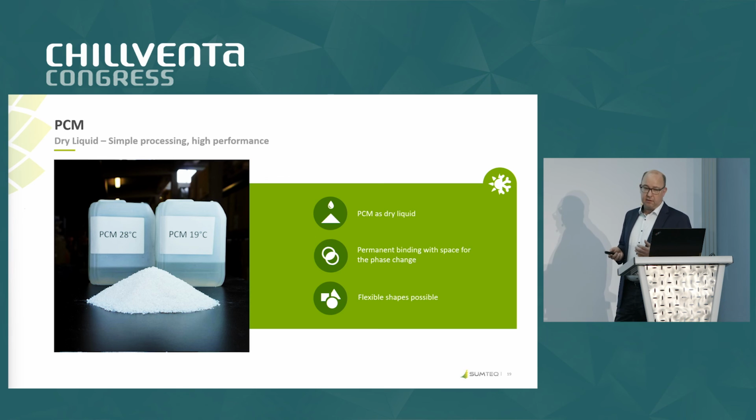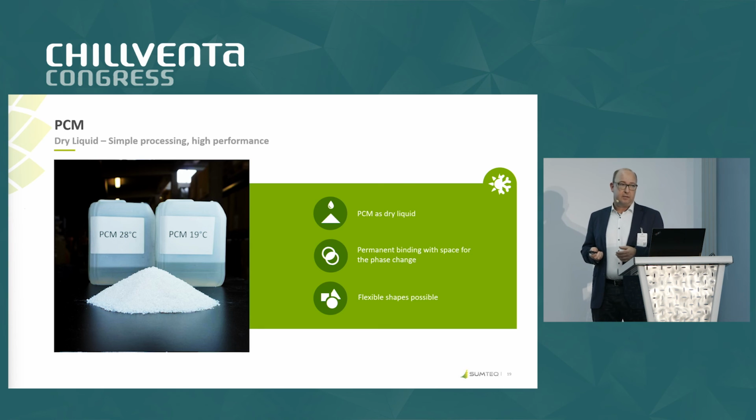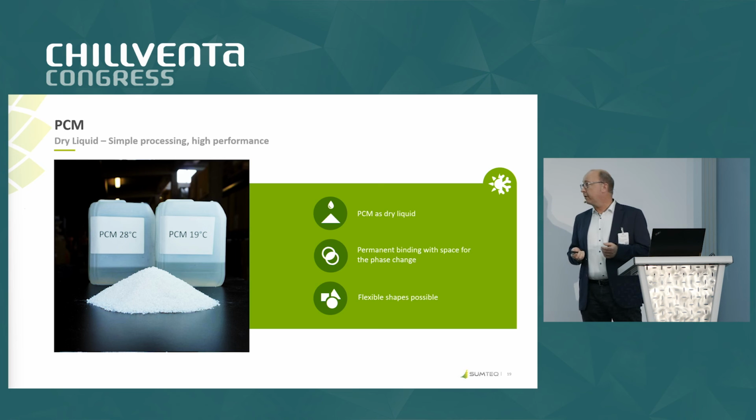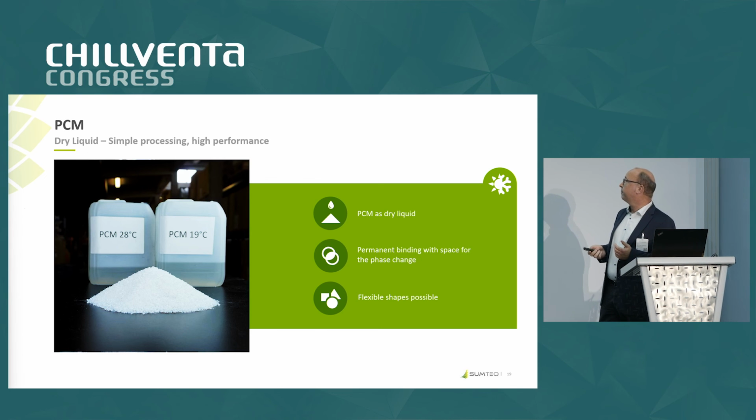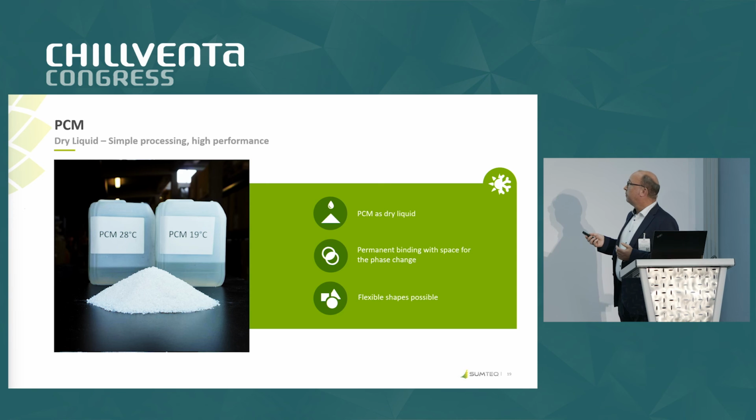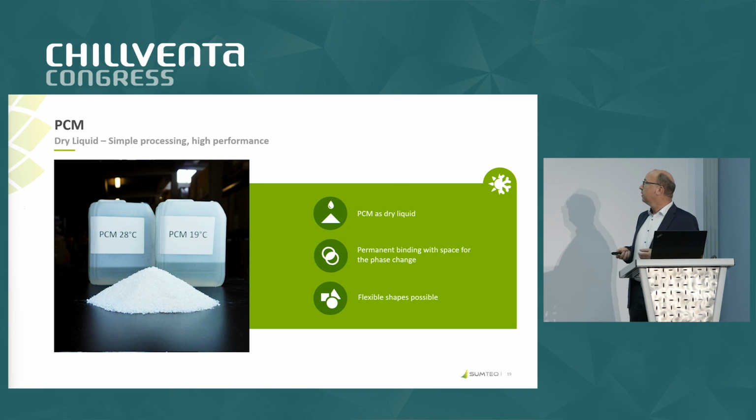Also, this you can apply in all the forms I said before: as a panel, as a loose material, as a powder, or in a paste form as well. What happens? The PCM you have in a dry form, a dry liquid. It's permanent binding. It absorbs itself. It's a little bit like a sponge, the material. Just put it on and it's inside, it's bound. And you can use it for flexible shapes.